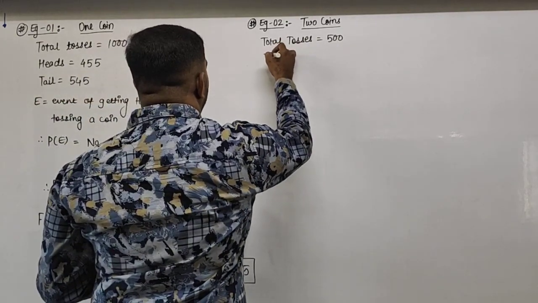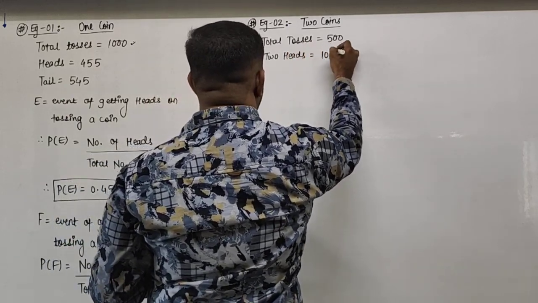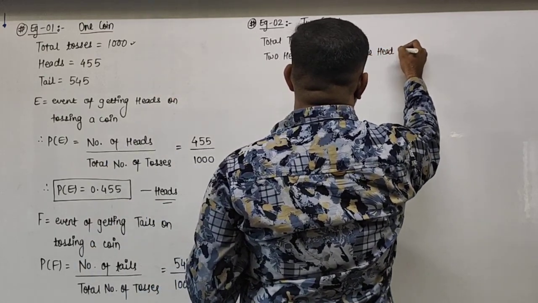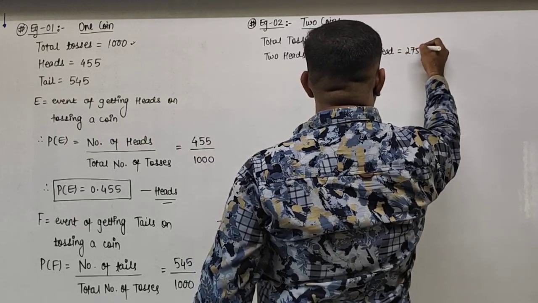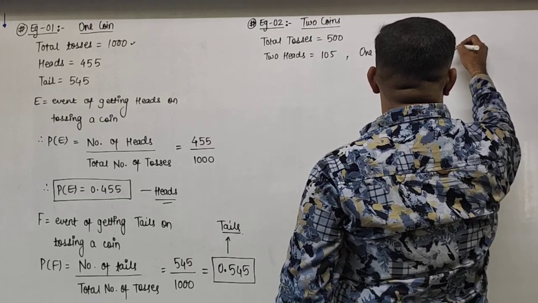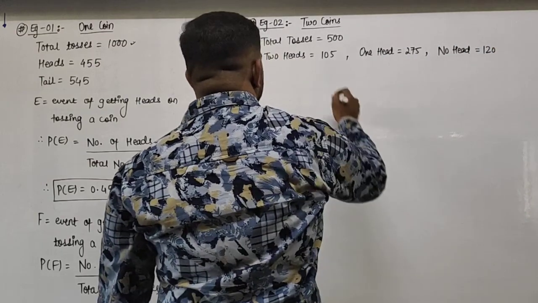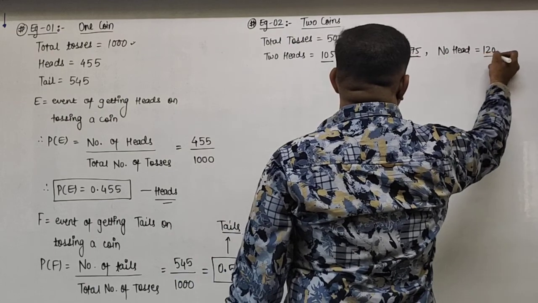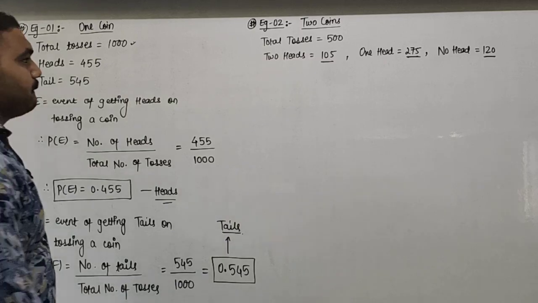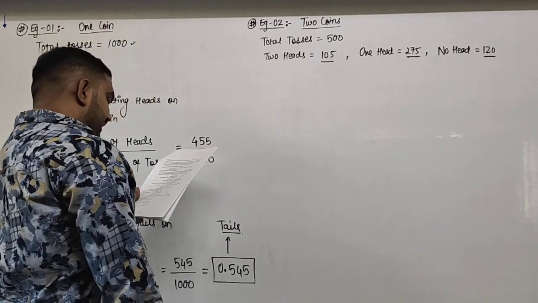We get two heads 105 times. We get one head 275 times. And the number of getting no head is 120 times. Right? So these are the frequencies that we get: 105, 275 and 120. Okay. We need to find the probability of occurrence of these events.